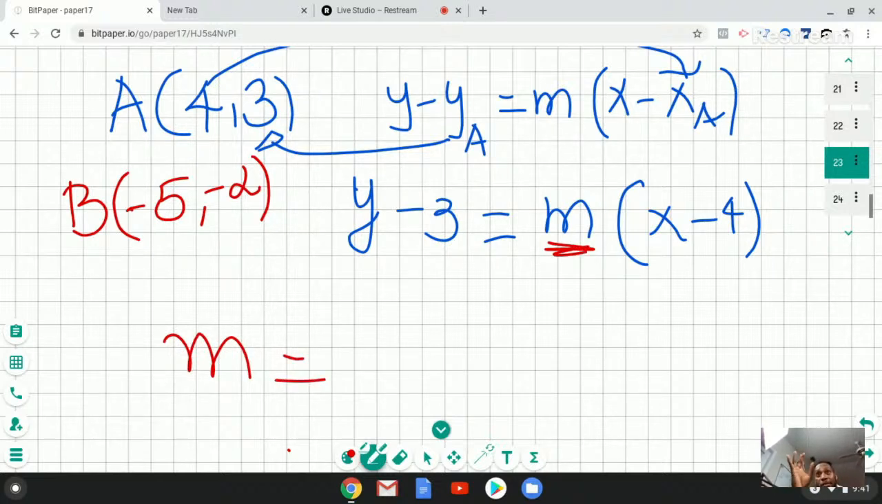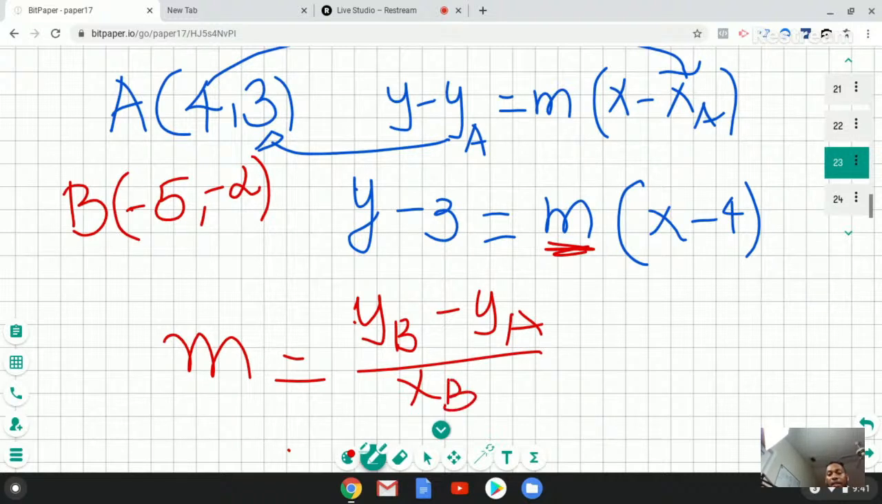You take the y coordinate of the point B minus the y coordinate of the point A, YB minus YA, divided by XB minus XA. I don't want to just give you a formula to remember. I want to tell you what this means. It is the rise over run.